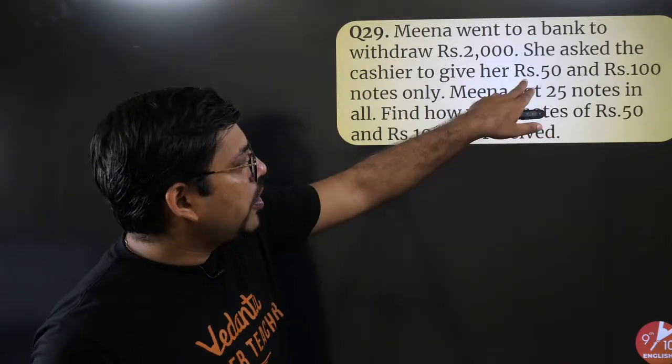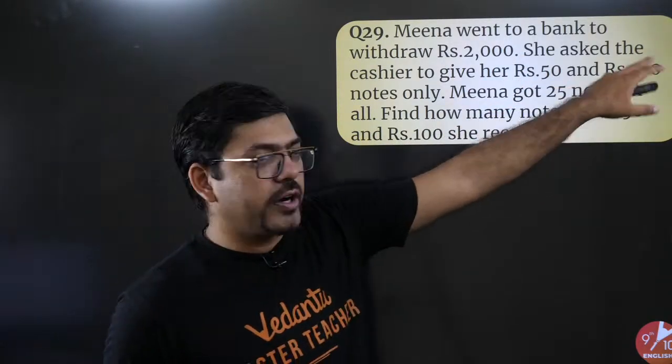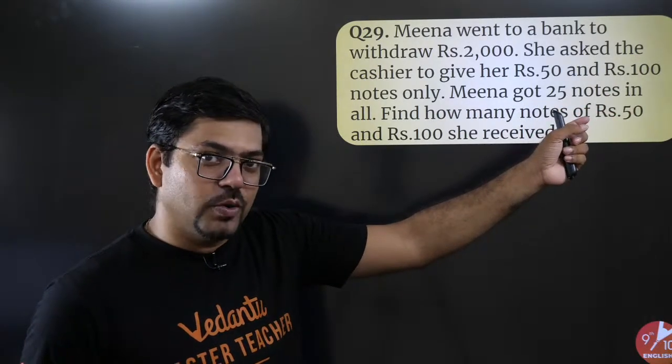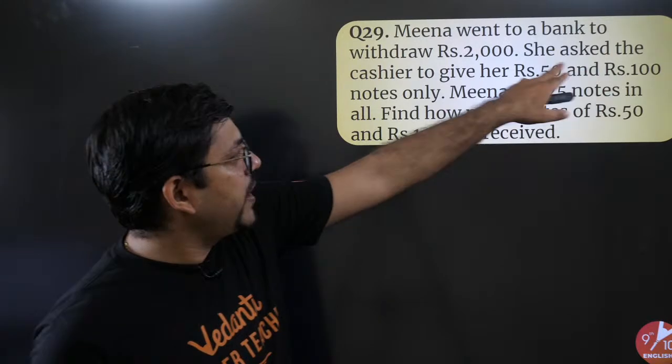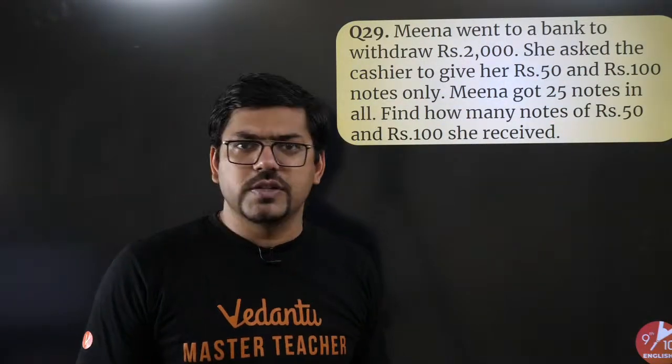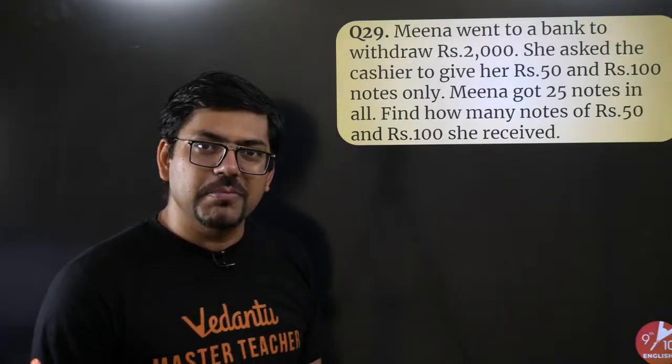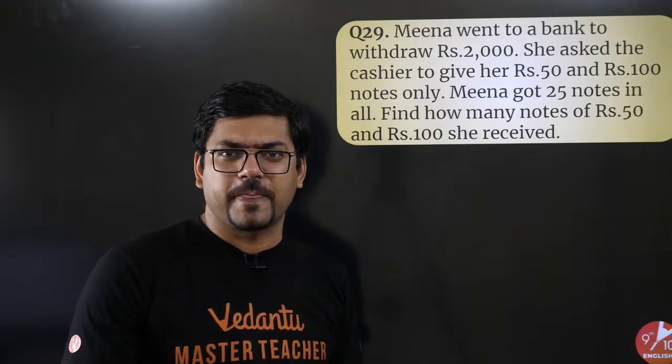So let the number of 50 rupees notes be x and the number of 100 rupees notes be y. So x plus y equals 25 because total number of notes, and then 50x plus 100y equals 2000. Won't you be able to solve this question यार? मतलब इससे ज़्यादा easy क्या होता है? Snake charmer question. हाँ मतलब एकदम simple question है, isn't it?